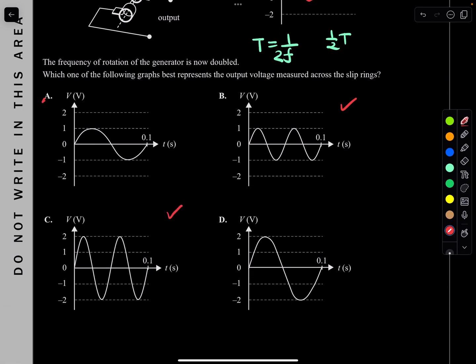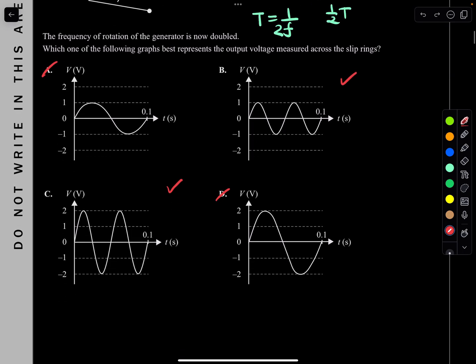Also, C looks good. These ones are wrong. The A and D, as you can see, for one full cycle, it's at 0.1. And that's wrong, it would have halved. And also this one too. One full cycle is at 0.1.